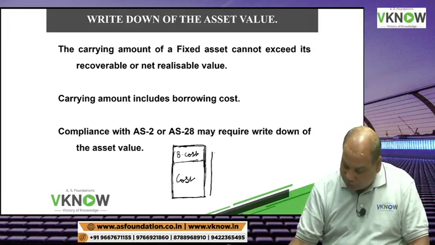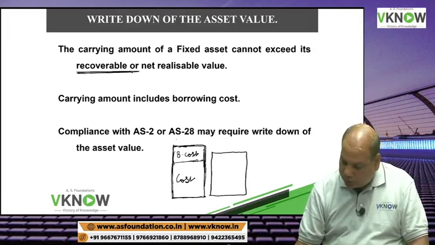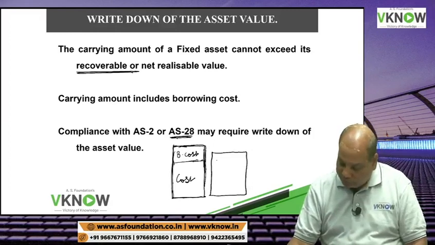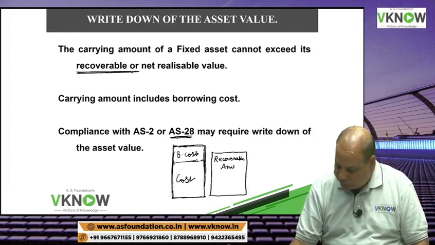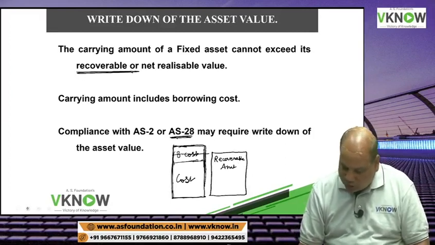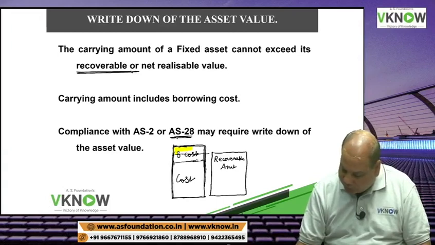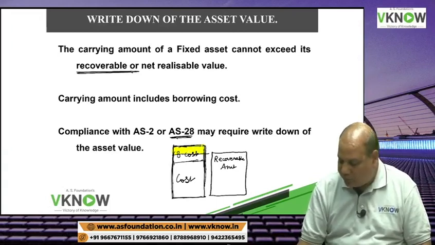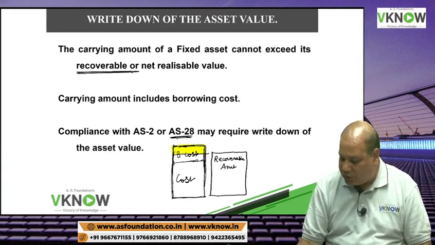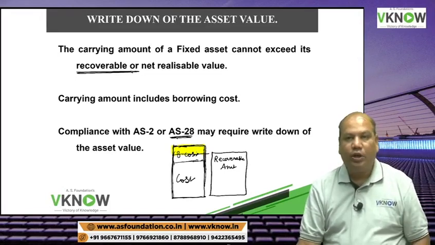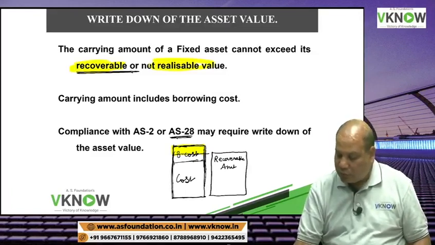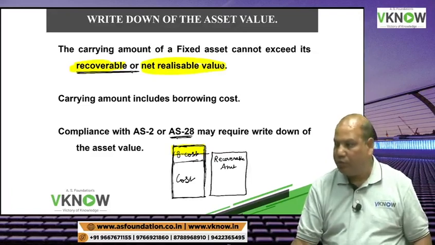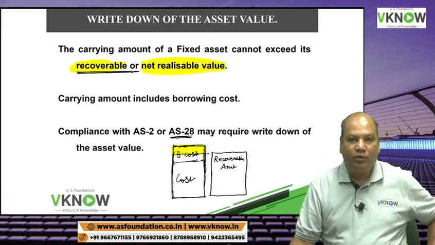Suppose the recoverable amount is given in AS-28. This is recoverable amount. So carrying amount has exceeded the recoverable amount by this amount, which I am highlighting right now. So if it is a fixed asset, then we call it recoverable amount, and if it is an inventory item, we call it net realizable value.